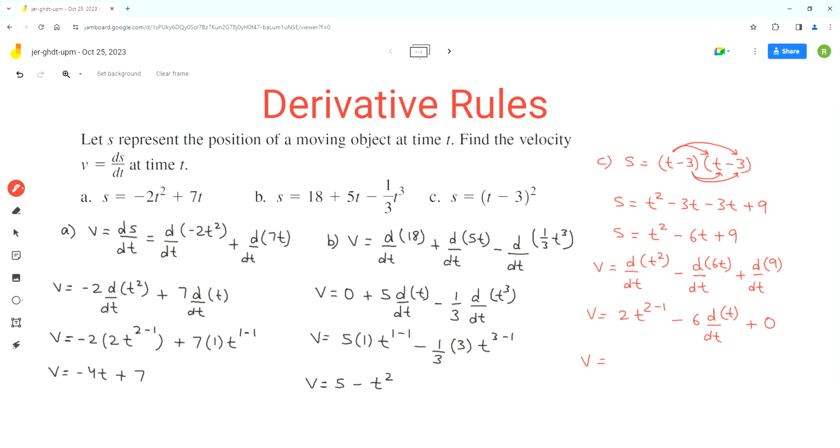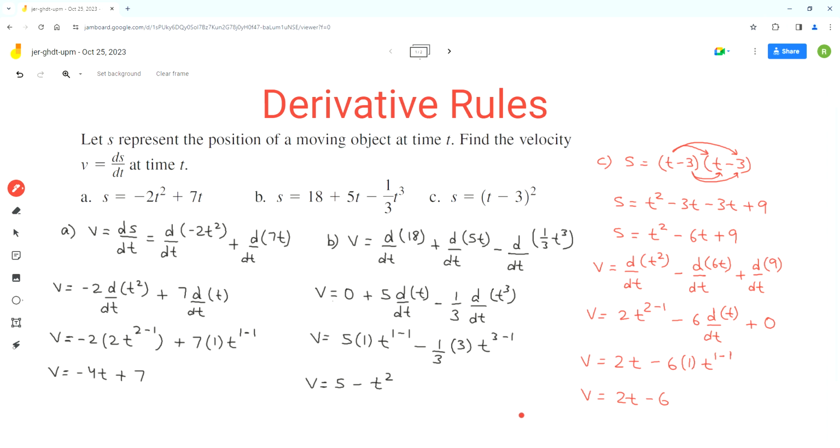Now from the first term, we just get 2t. So the exponent is 1, but we don't write 1 as an exponent. Now in the second term, we can use the power rule. So the exponent of t is 1. So we move that 1 to the front and we subtract 1 from the exponent. And the 0 goes away. So the velocity function is 2t minus 6. So t to the power 0 is equal to 1. So this should be the final answer for the position function given in part C.